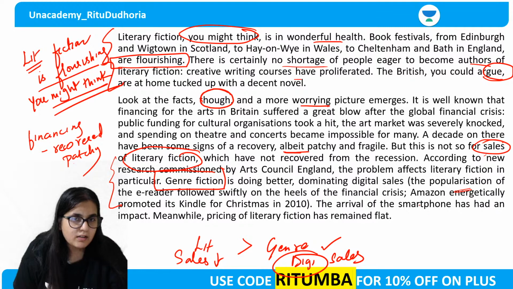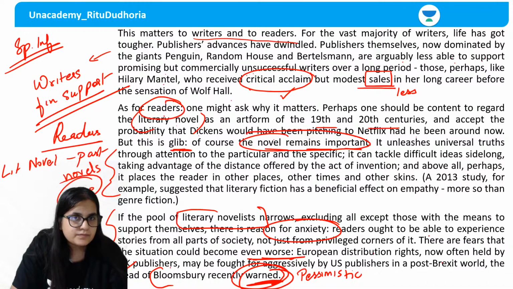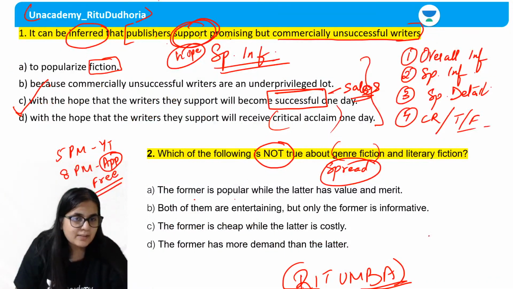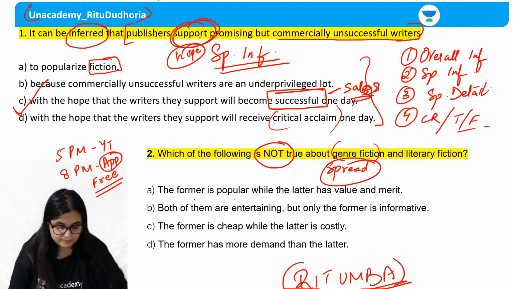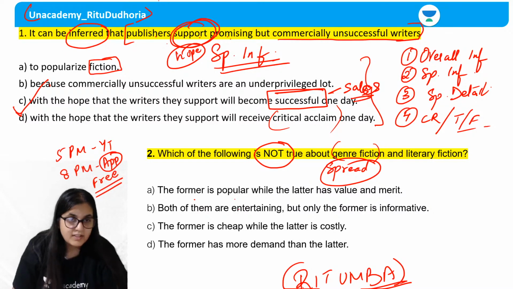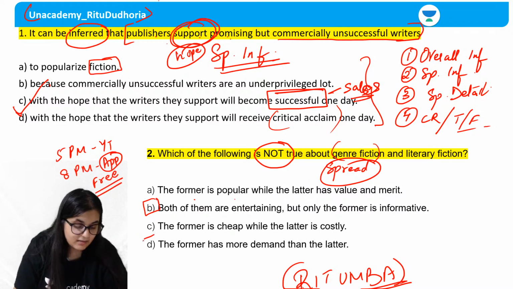Popularization of e-reader, Amazon, Kindle, smartphones. Okay, now tell me the answer, guys. What is your answer? Second question, what do you think the answer is? There's a confusion between B and D. Guys, answer option is B.